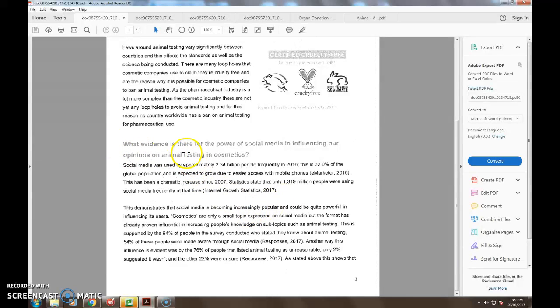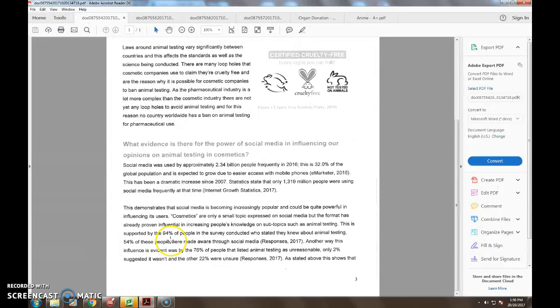So we've got a student who has used a survey within the results here. Their sub-question: what evidence is there for the power of social media in influencing our opinions on animal testing and cosmetics? Bit of background information to introduce the topic. They've then gone into information that they have surveyed. So this demonstrates that social media is becoming increasingly popular and could be quite powerful in influencing its users. Cosmetics are only a small topic expressed, but the format has already proven influential.